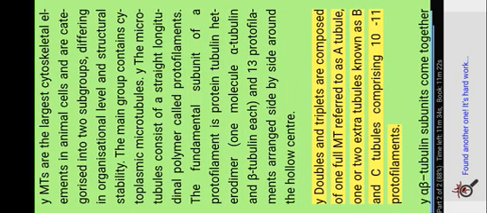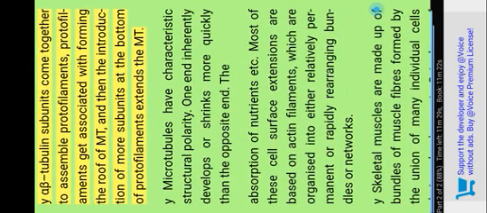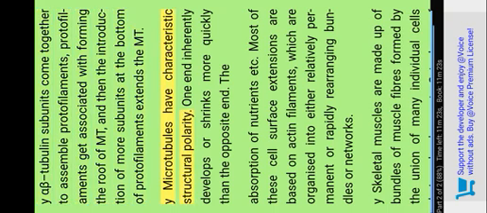Doublets and triplets are composed of one full microtubule referred to as the A tubule, and 1 or 2 extra tubules known as B and C tubules comprising 10 to 11 protofilaments. AB tubulin subunits come together to assemble protofilaments. Protofilaments associate to form the wall of the microtubule, and the addition of more subunits at the bottom of protofilaments extends the microtubule. Microtubules have characteristic structural polarity: one end inherently grows or shrinks more quickly than the opposite end.